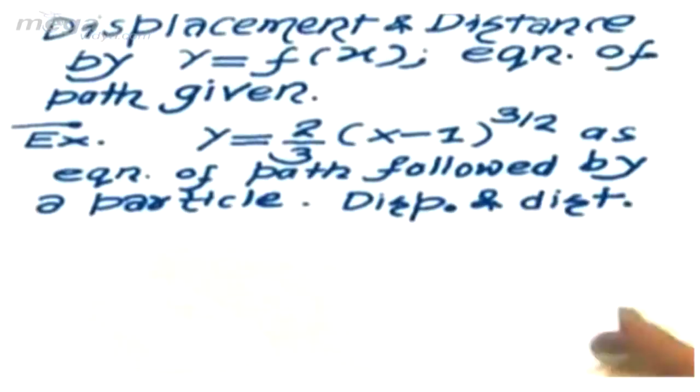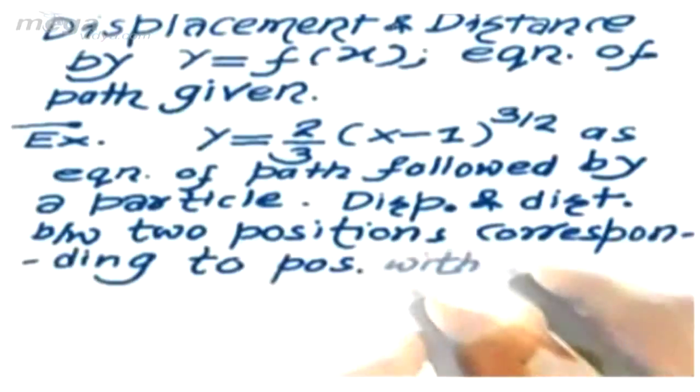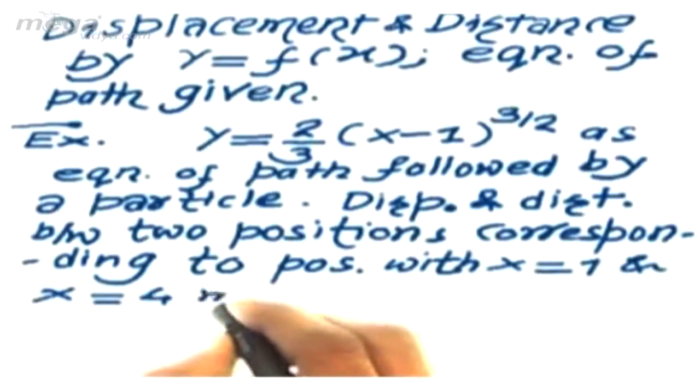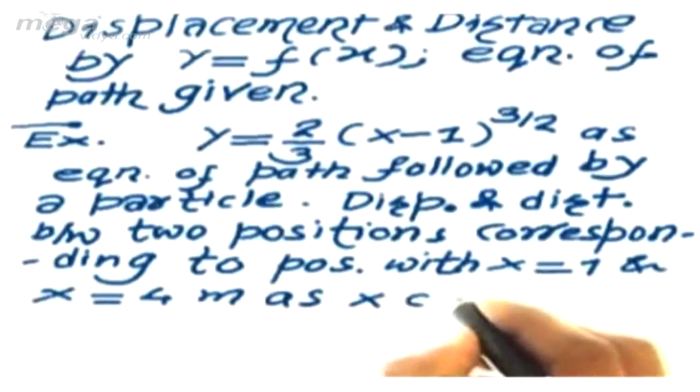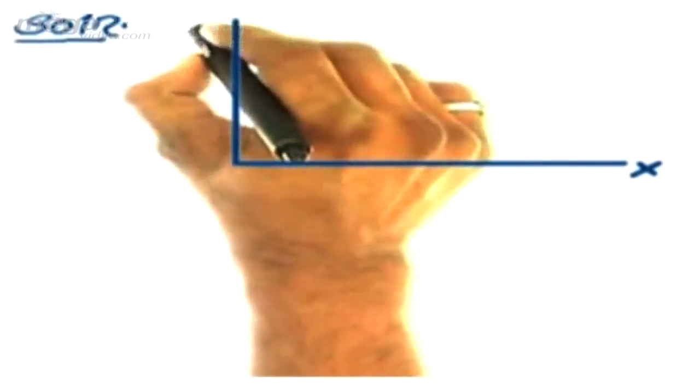We have to find displacement and distance between two positions corresponding to x equal to 1 and x equal to 4 meter, as x coordinates. Now just consider this situation and try to find the solution in a general method. We are just drawing the x y curve for the given particle. Say this curve is of this shape.